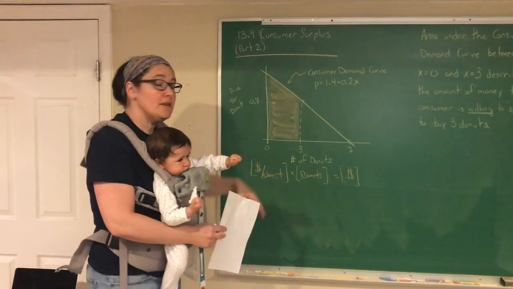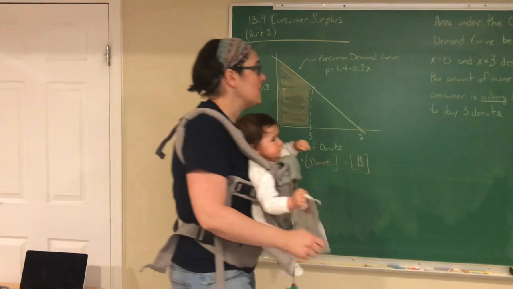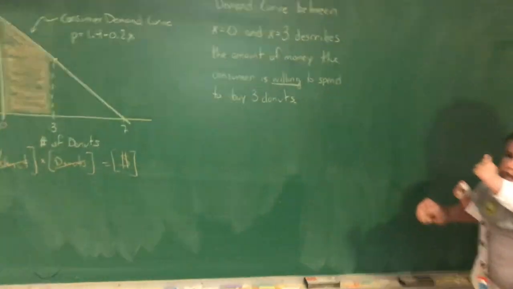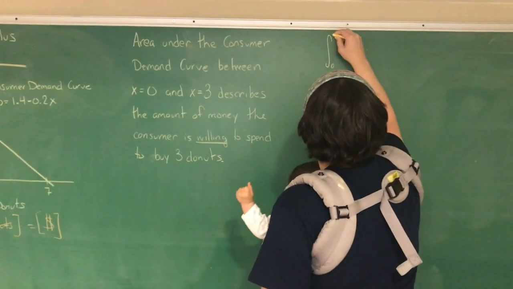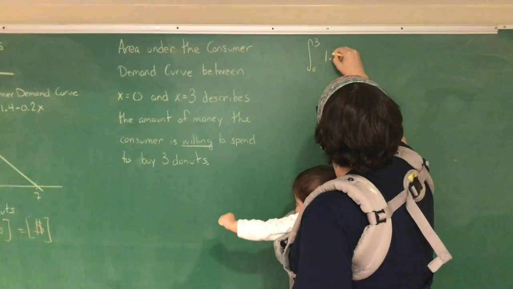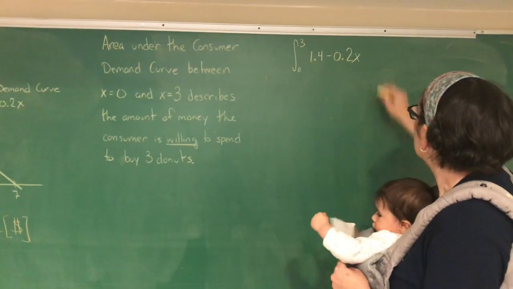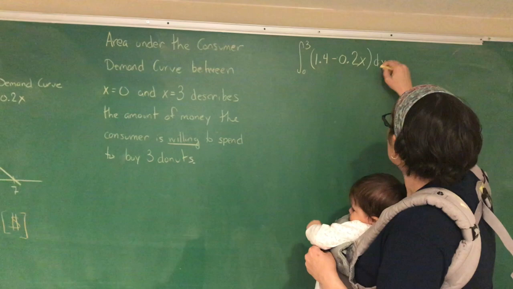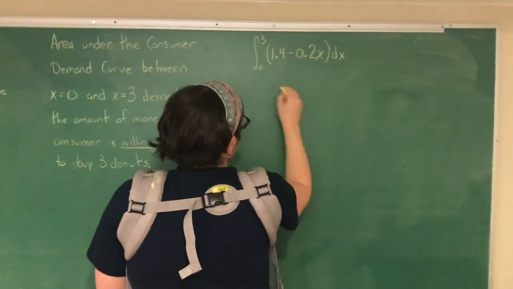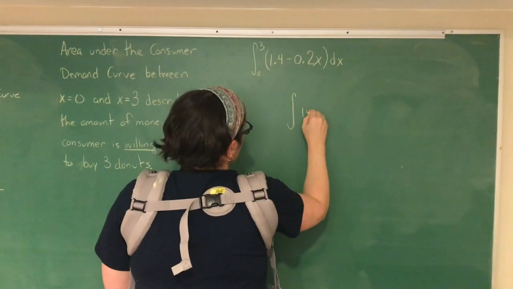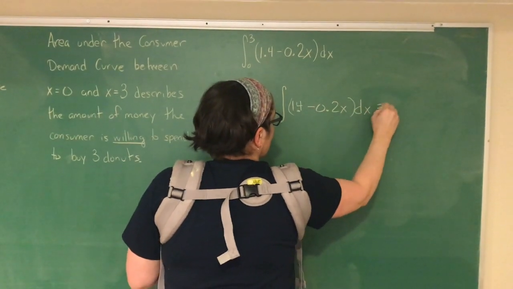All right, so to evaluate this area, that makes me think of a definite integral. To find this area, the amount of money that the consumer is willing to spend to buy 3 donuts, we are going to be evaluating the definite integral from 0 to 3 of 1.4 minus 0.2x, and then we have a dx at the end because that tells me we're at the end of the function. To evaluate this definite integral, I'm first going to look at the indefinite integral of 1.4 minus 0.2x dx.